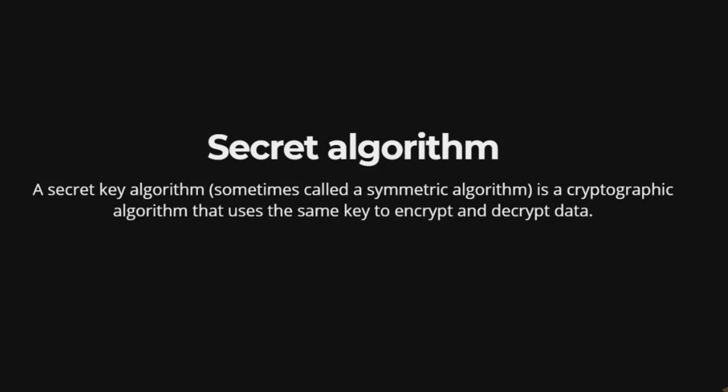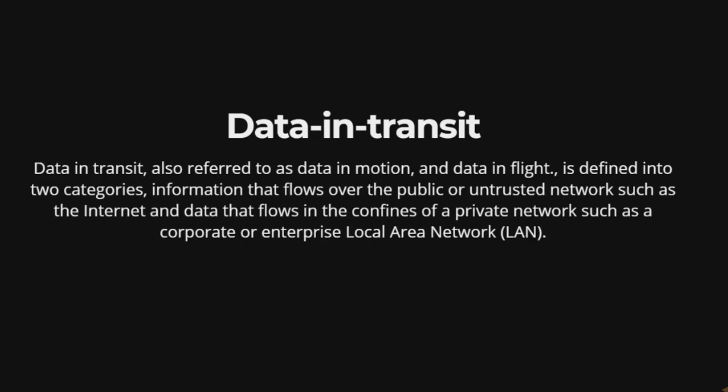Data in transit. Data in transit, also referred to as data in motion, and data in flight, is defined into two categories: information that flows over the public or untrusted network such as the Internet, and data that flows in the confines of a private network such as a corporate or enterprise local area network, LAN.